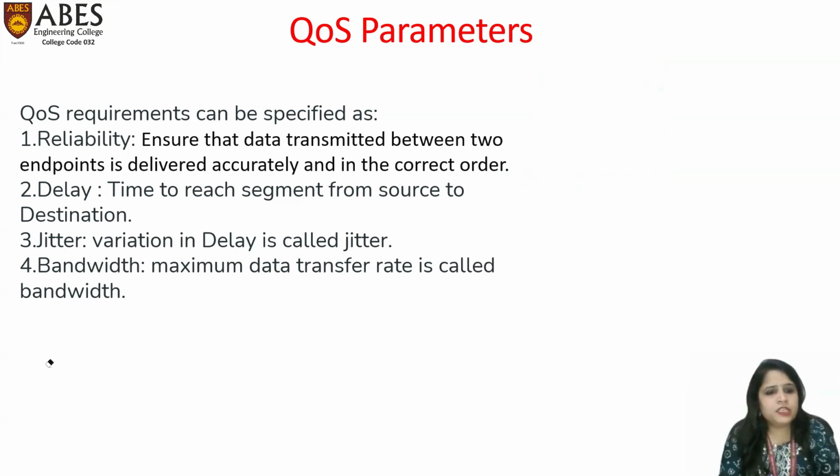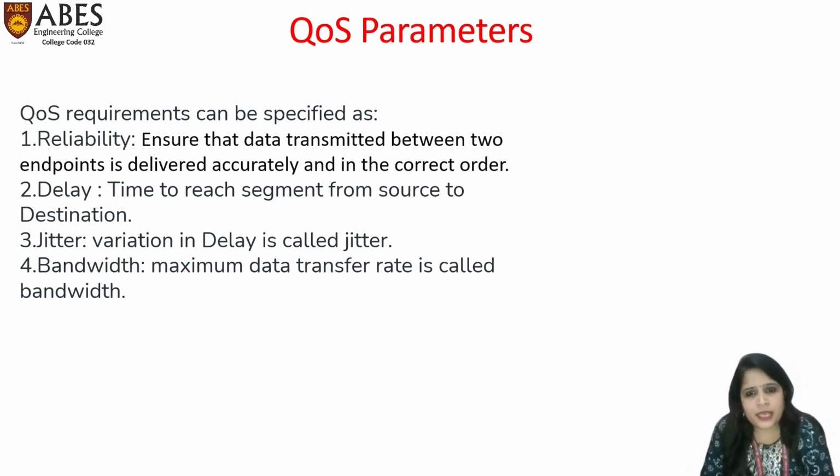So the next one is delay. What is the meaning of delay? Delay is nothing but the time to reach a segment from source to destination. To understand the concept of delay, let us suppose a segment arrives in a network at time 0 seconds. Suppose this segment reaches the destination at 4 seconds. So what is the delay here? The delay is 4. Another segment comes into the network at 1 second, and it reaches the destination at 5 seconds.